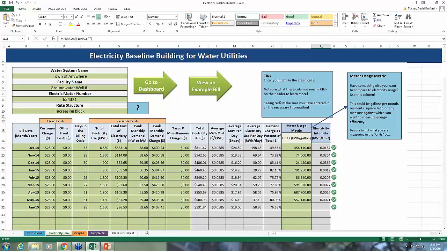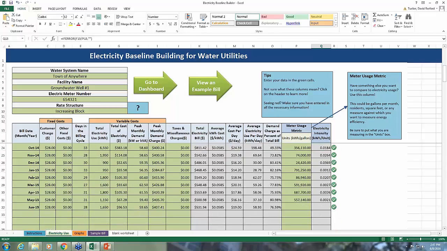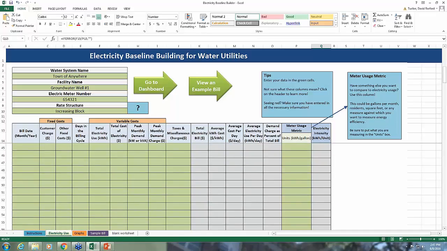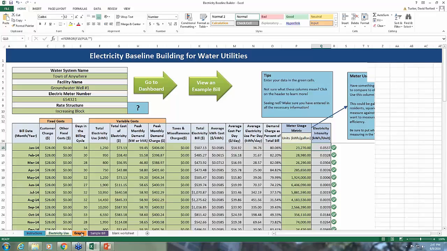And then you can have as many rows as you want. We've got about a year and a half pre-populated in here. You just keep adding rows as you need. It's often good to create at least one, if not two years' worth of data here before you start analyzing and saying, what does this all mean?